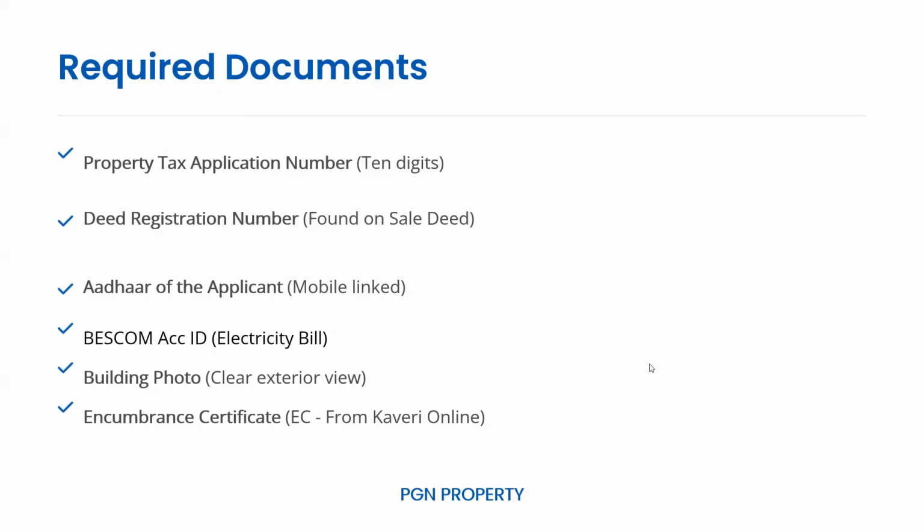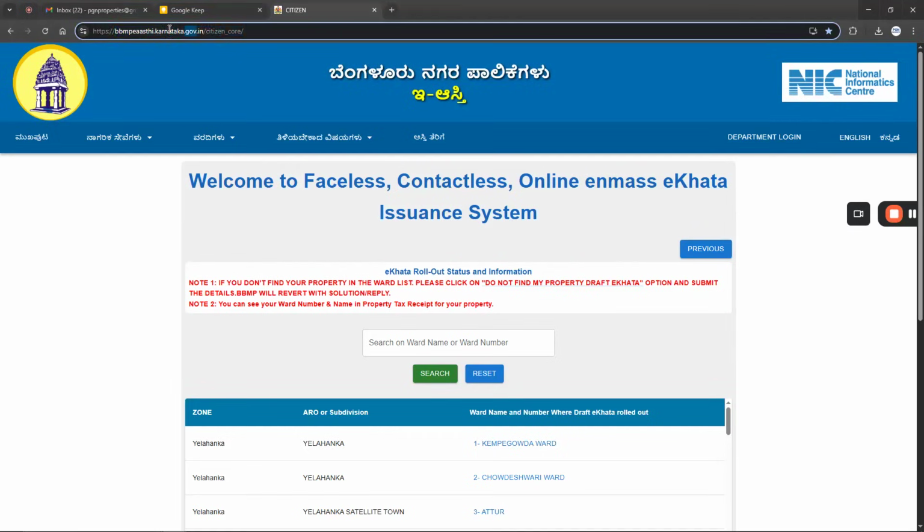In a separate video, we explained how to apply and download the encumbrance certificate on the Kaveri Online Services website. We have shared the link in the description. Please check it. Once we have this document, we can search the draft e-Khata. To search the draft e-Khata, we should access the BBMP Citizen Corner page. We share this link in the description. Please check it. Importantly, to search the draft e-Khata, we do not need to provide login credentials like a mobile number, OTP or CAPTCHA. We can just use the BBMP Citizen Corner URL and search our draft e-Khata.